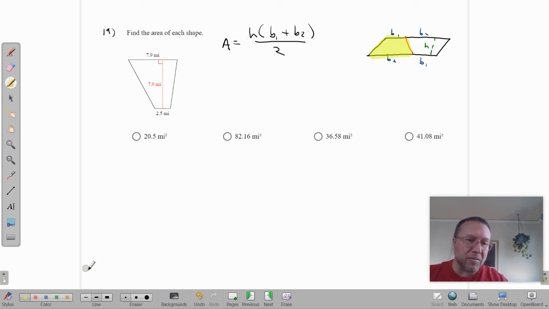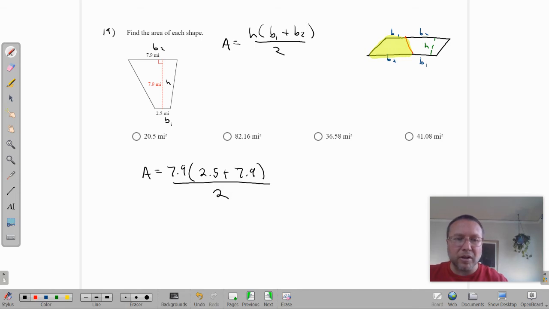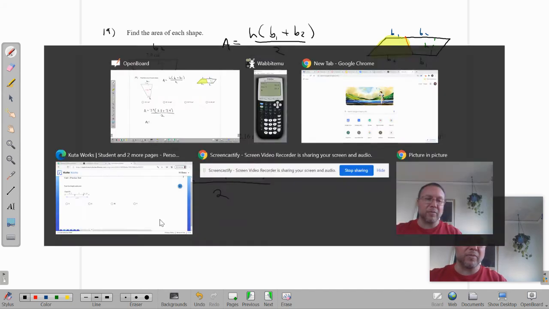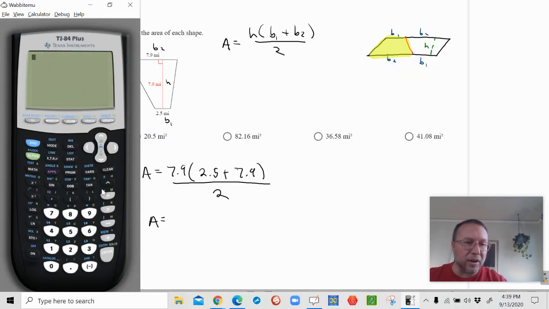It doesn't matter which one you call base 1 and base 2. Probably out of habit, I call the shorter one base 1, but you don't need to do that. So base 1, base 2, and then the height. Really all we're doing is just plugging in. So the height is 7.9, base 1, 2.5, plus base 2, which is 7.9. And then that's all divided by 2. Again, I'm going to use a calculator for all that. So I'm going to clear this out.